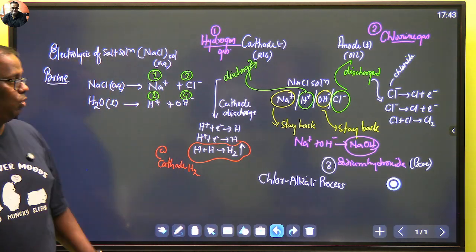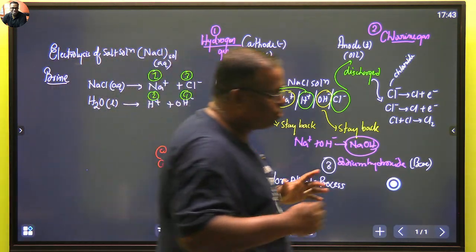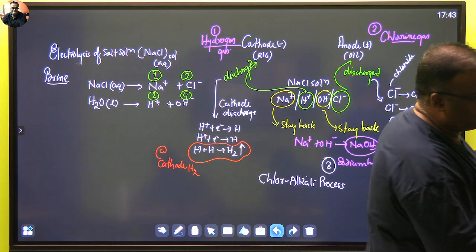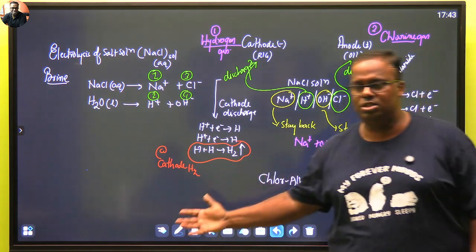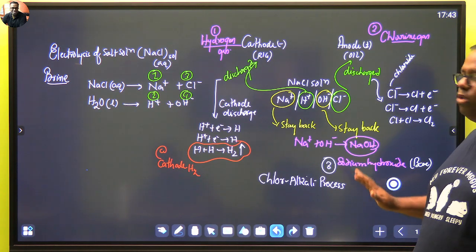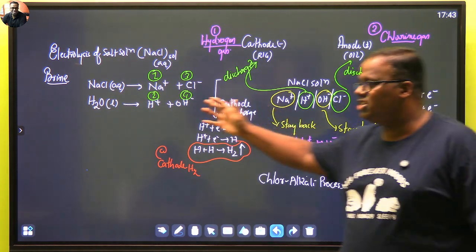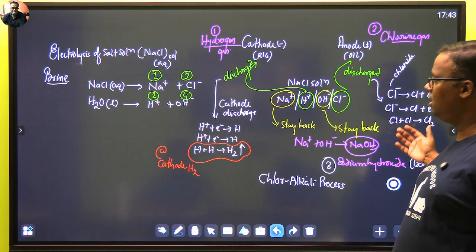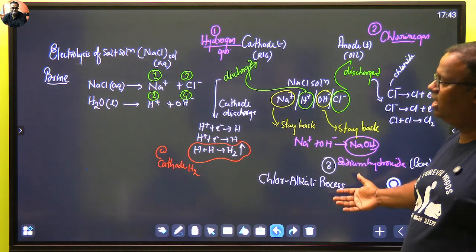Okay, so we are going to study it from 2 perspectives. One is what the process is and what yield the process gives me. Then we will have to understand what we have understood right now: what is the reaction at the cathode, what is the reaction at the anode, and what is the reaction at the electrolyte level?